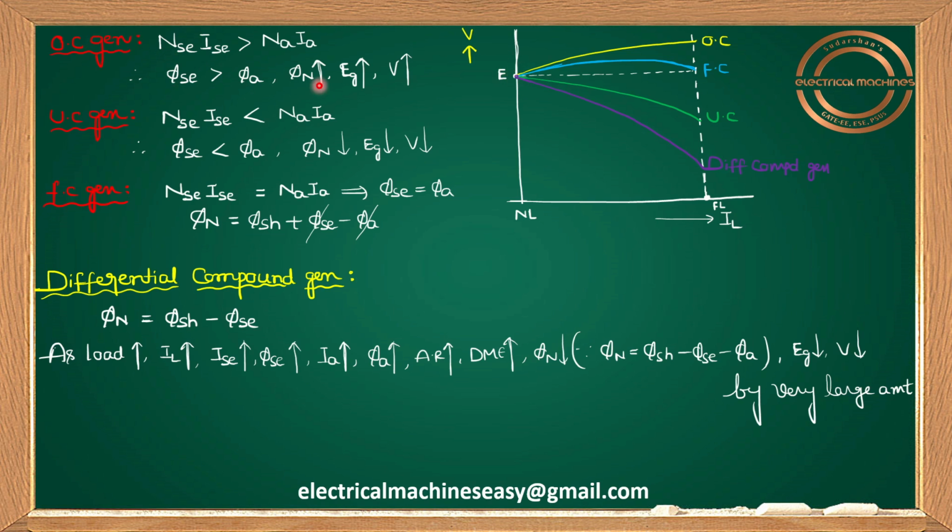As load increases, I'm getting the V value increasing. So that's the reason I'm getting this rising characteristic of V for the over compound generator, which is indicated with the yellow color. Okay, guys. And what about the under compound generator?